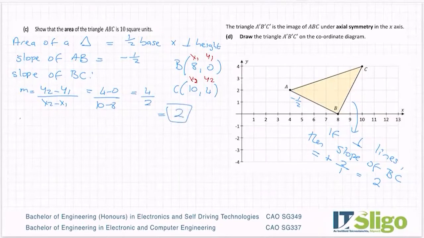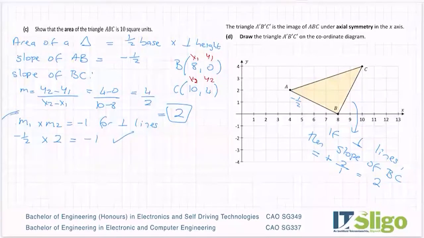Okay, therefore, M1 by M2 is equal to -1 for perpendicular lines. Okay, so -1/2 by 2 is equal to -1. Just in case you've learned this formula, depending on your school. Okay, so they are perpendicular lines. So that's good. I can now use half the base by the perpendicular height.